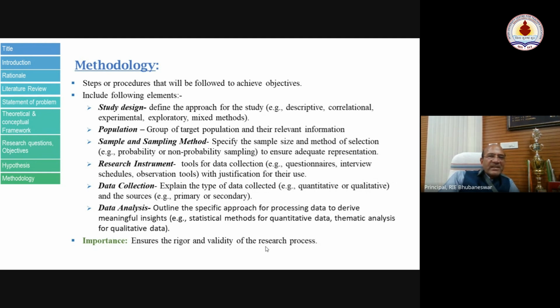It is survey, it is historical, descriptive, correlational. Correlation means I have to study correlation between two variables. It is experimental, quasi experimental, true experimental, pre experimental, is it exploratory? So study design I should be very, very clear, right?